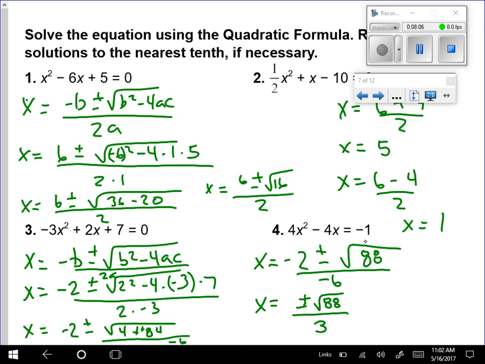Okay, so if it's not a perfect square, you can leave it in those terms. Why did I simplify this? 2/6 simplifies to 1/3. So I lost my 1. You could have a 1 out there, but it's negative 2 over negative 6, so I get a positive, and I just don't write the 1. Well, I guess you could write the 1. 1 plus the square root of 88 over 3, and 1 minus the square root of 88 over 3. That's fine. That's a good answer here.